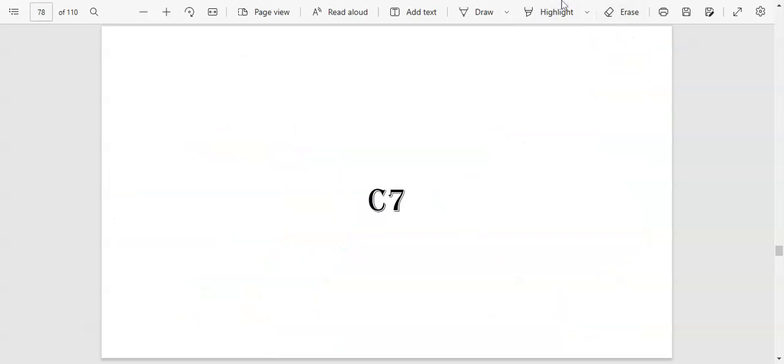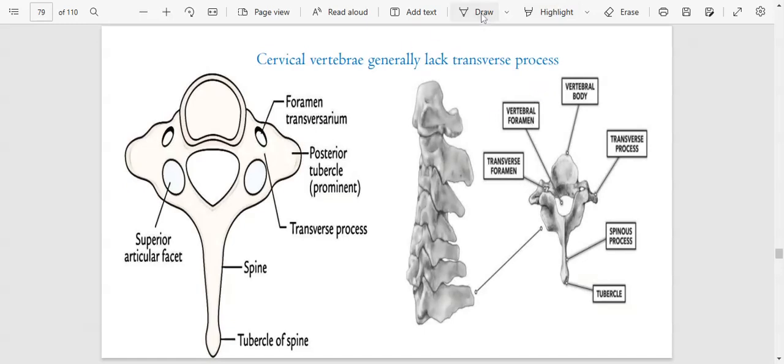So let's look at now C7, which is a bit different from C3 up to C6. So here is C7. One notable thing that we're able to see is that, of course, it has a spine, a tubercle spine. Here is a tubercle spine there. Okay, this is a spine. So a tubercle is simply anything that gets to come outside. And then it has a superior articular process. This is an articular process here. This is also an articular process here.